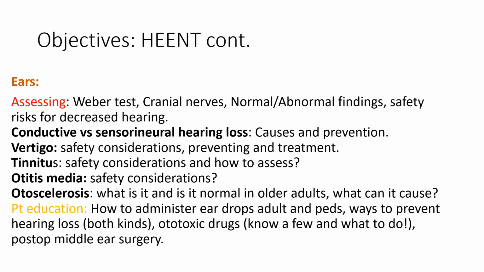For the ears, we have the Weber test, the cranial nerves, normal abnormal findings, safety risks for decreased hearing. Once again, 5th semester, okay guys? Go back, remember, why did I use the Weber test? What did I find? What was normal? What's abnormal? Conductive versus sensorineural hearing loss. What causes these different types of hearing loss and how do your patients prevent them?